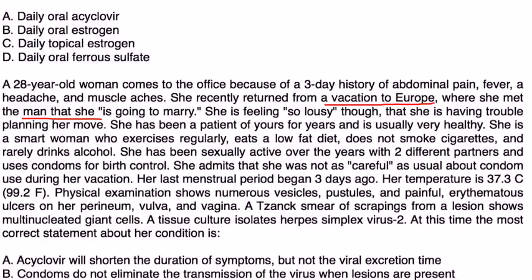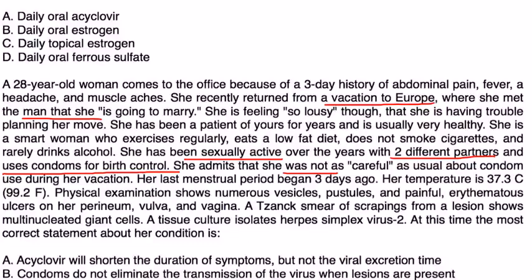She is a smart woman who exercises regularly, eats a low-fat diet, does not smoke cigarettes, and rarely drinks alcohol. She has been sexually active over the years with 2 different partners and uses condoms for birth control. She admits that she was not as careful as usual about condom use during her vacation. Her last menstrual period began 3 days ago.